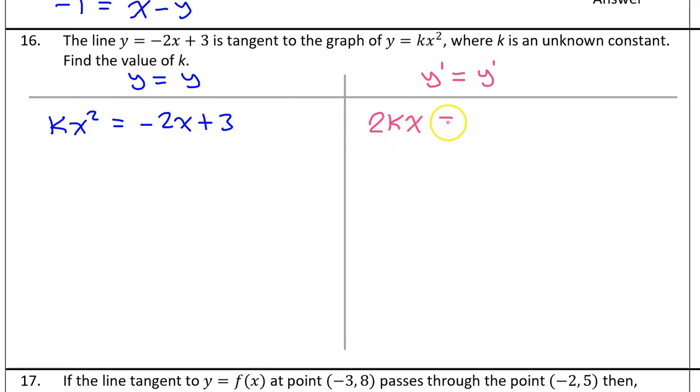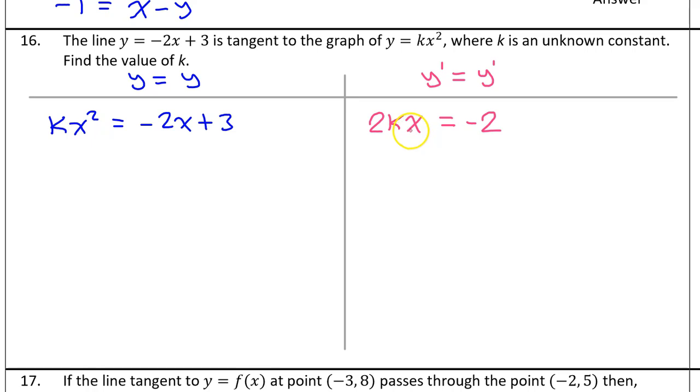So that's going to be 2kx as we reduce the exponent by 1. So 2kx equals, we take the derivative of the right hand side as well. The derivative of negative 2x is simply negative 2, and the derivative of 3 is 0. So that's it for the right hand side. What we have here is a system of 2 equations and 2 unknowns. So we know how to solve this from Algebra 2. Start from the simpler side. Since ultimately we need to find the value of k, start by isolating the x.